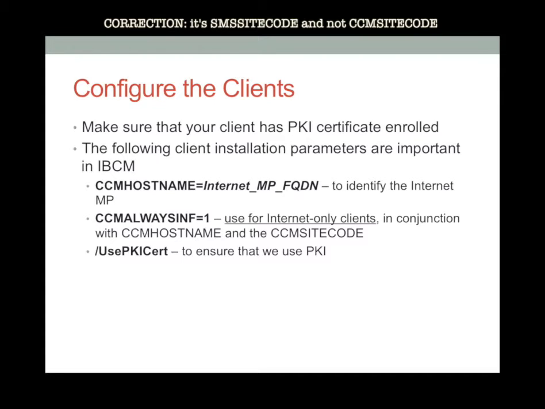So what's the purpose of this? Your internet clients need an internet MP, but since it's internet connected, it doesn't have the usual way for clients inside the corporate network to look for a management point. That's why we can configure the CCM host name so that you point directly to one MP. So once the client detects that it is internet connected, then it will automatically look for the first management point. It will look for this internet MP that you indicate here.